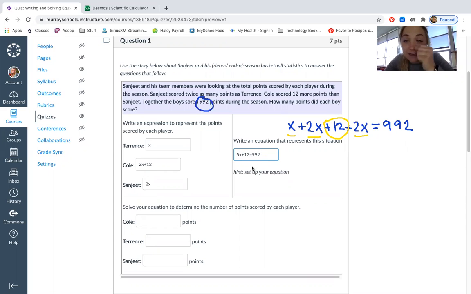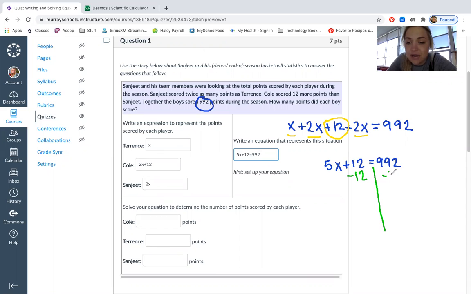Okay, so this is going to be our final answer. Again, I would have accepted this as an answer. That's fine, but this one's more simplified. And then when we go to the next part, it's going to help us out. Solve your equation to determine the number of points scored by each player. Okay, so if I've got my equation, which was 5x plus 12 equals 992, well, remember, I want to solve this to figure out how many points each boy scored. And I know that x is the number of points scored by Terrence.